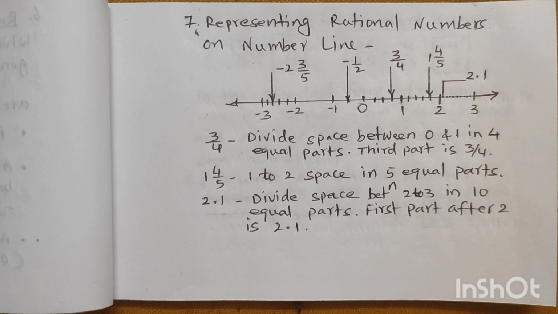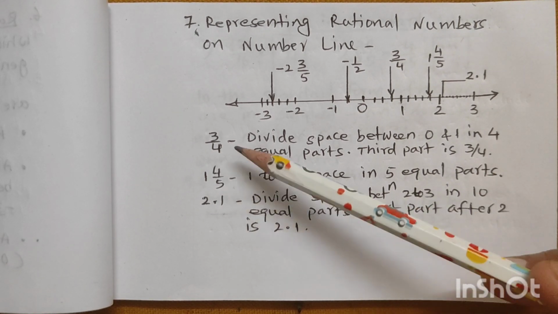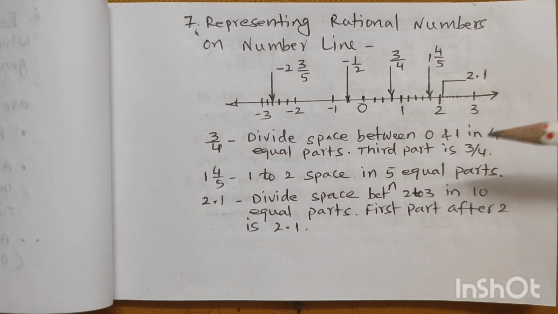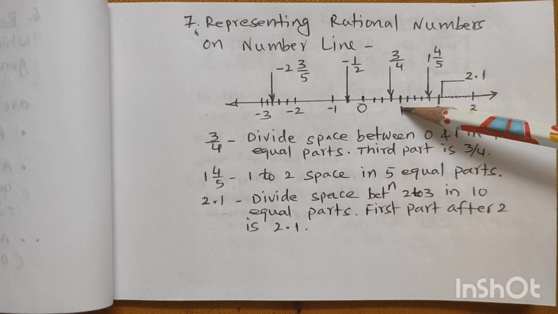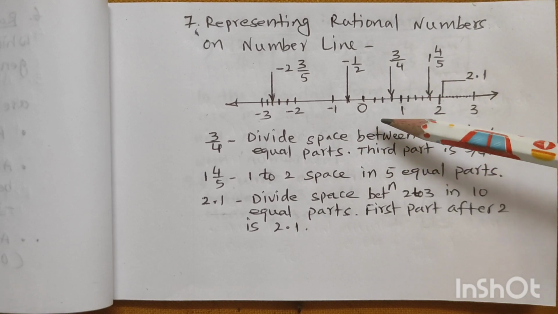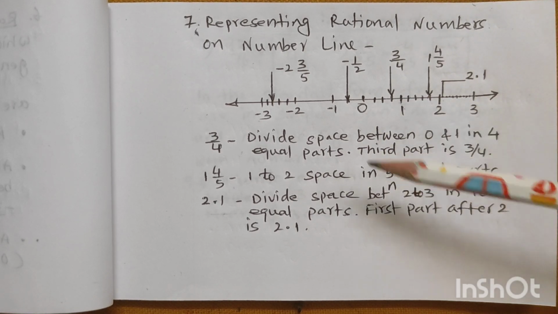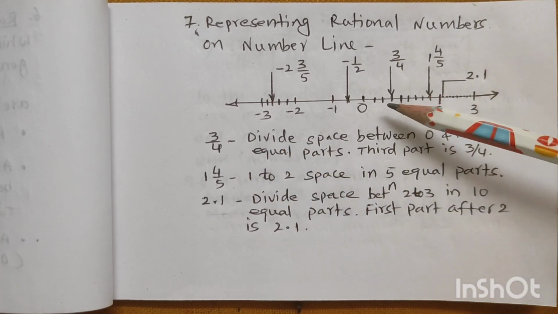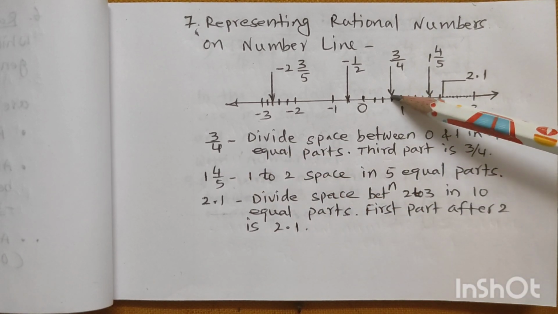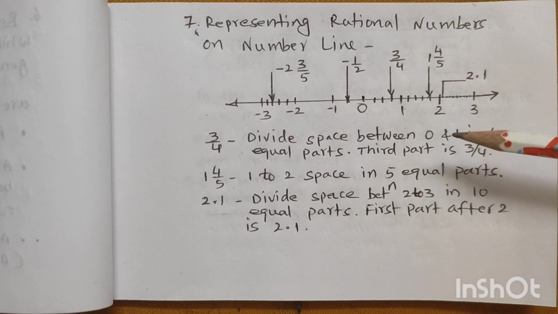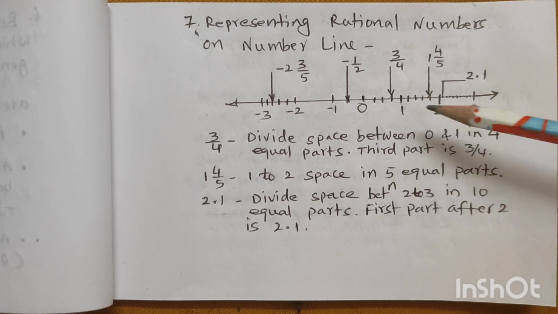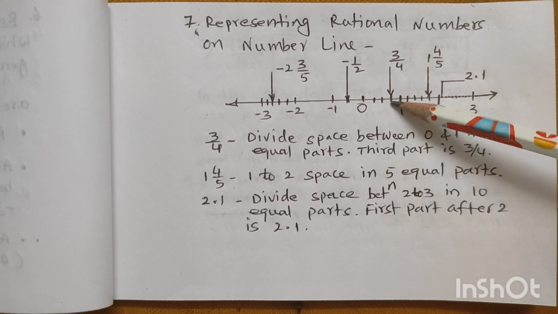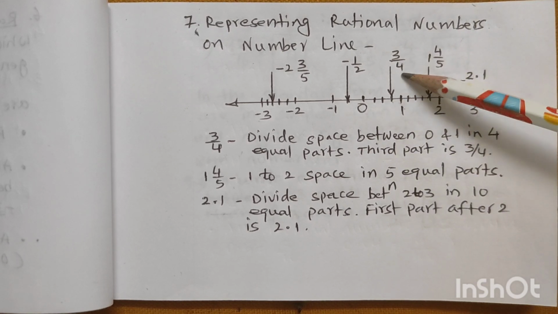Now when we have to represent fractions, say we have to represent 3 by 4. What we do is that 3 by 4 is greater than 0 and less than 1. So we divide the space between 0 and 1 into 4 equal parts. 3 additional small lines we draw here. So then it gets divided into 4 equal parts. Now the third part, this here is the point 3 by 4.